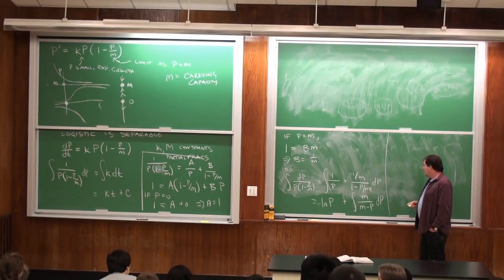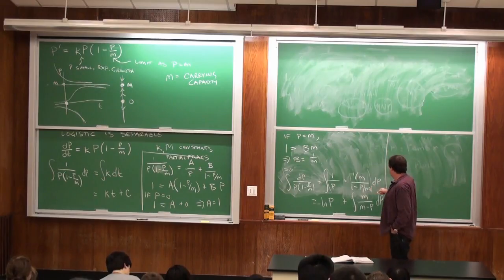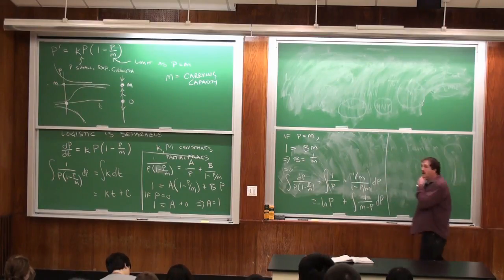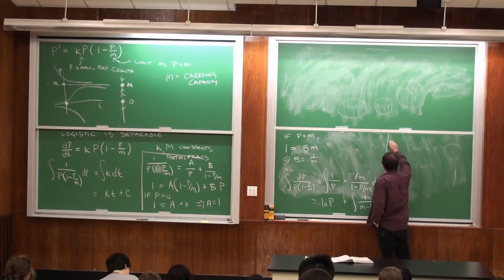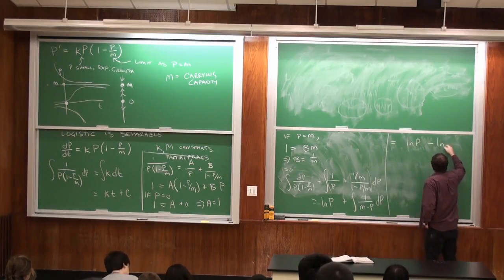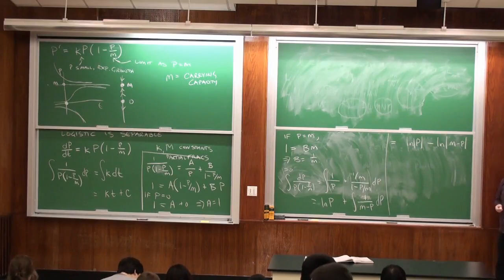Yeah, that's an important point. The same is true, the m can be done. So I get minus log of m minus p. So this is log of p minus log, these are absolute values, m minus p. Right? I hope so.